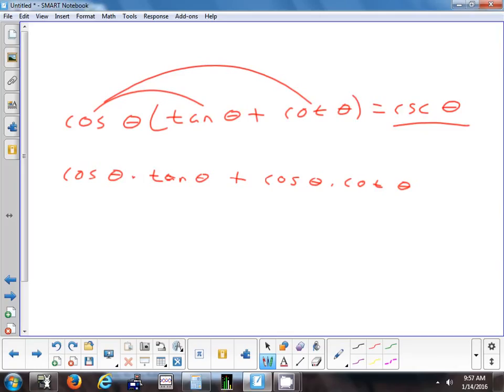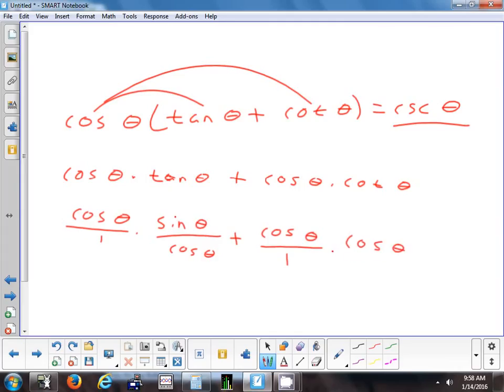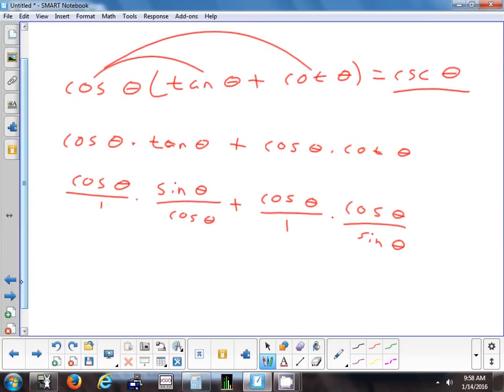Now, trick we use all the time, let's change everything to sines and cosines. So we get cosine over 1, tangent becomes sine over cosine, plus cosine over 1 times cosine over sine. All right, now I'm going to multiply together what I can. So on the left, I'm going to get, let's see, cosine. Actually, you know what?